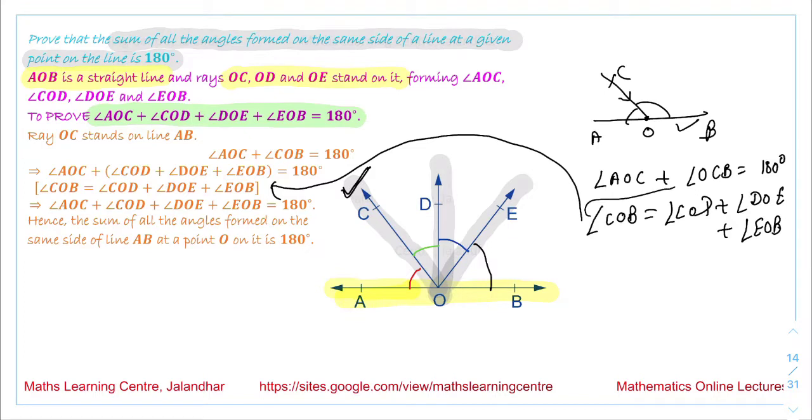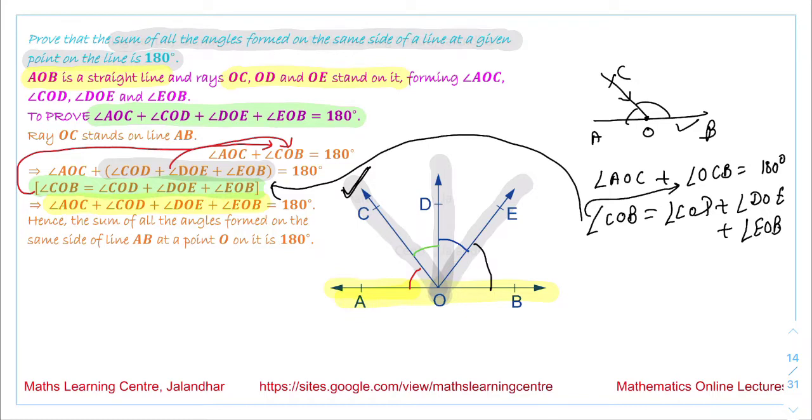We substitute these values over here, and what we get is that angle AOC plus angle COD plus angle DOE plus angle, this is, we are saying this value we have substituted in place of COB, because angle COB is equal to this. So in this case we are using this value, that angle COB is this. So when you substitute this value, you will get the sum of all these angles is 180 degrees.